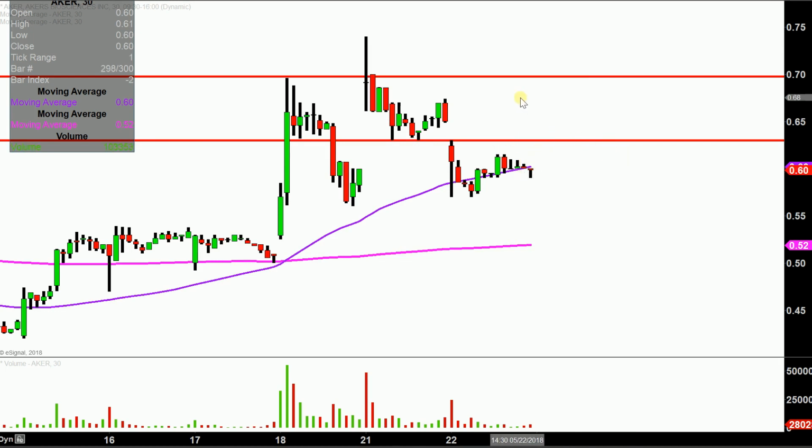So if there is any sort of bounce, before you start talking about doing battle with 70 cents up there, the first hurdle that will need to be broken is right there at the 63-cent area.